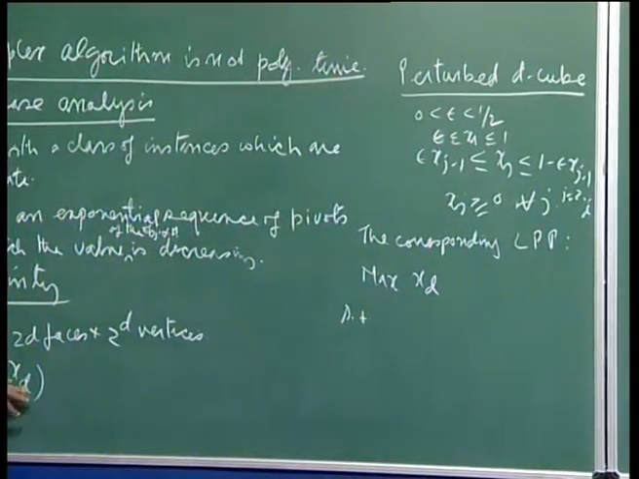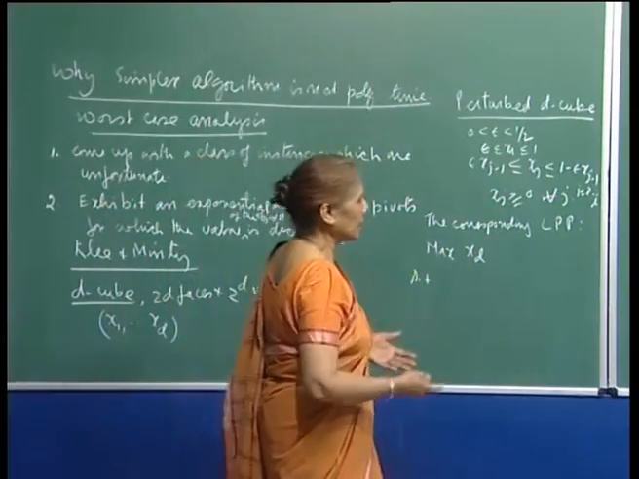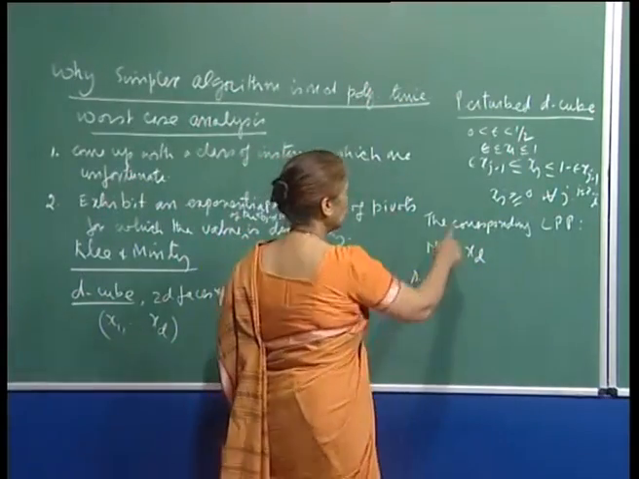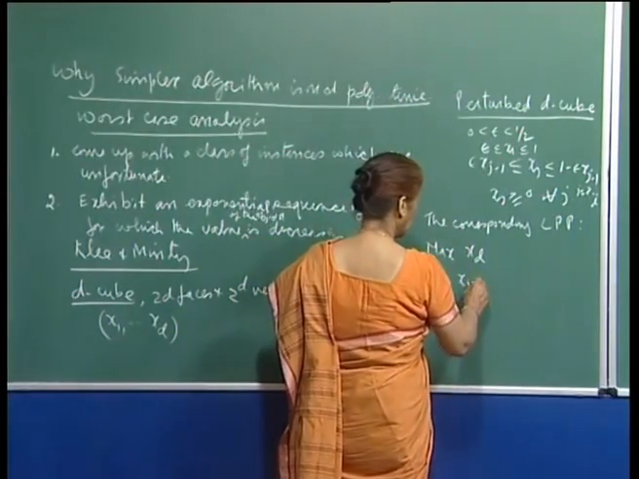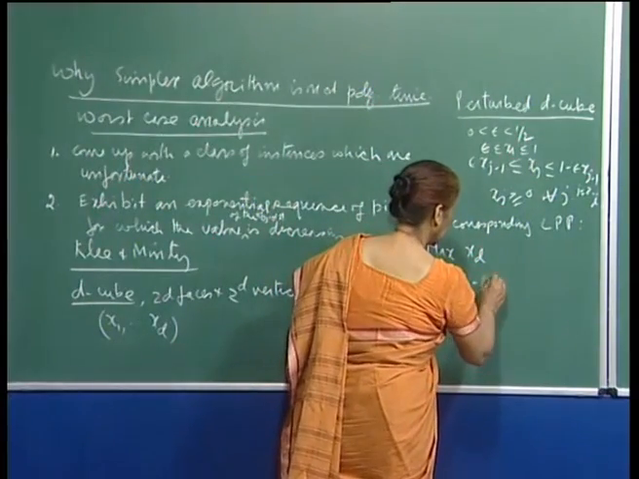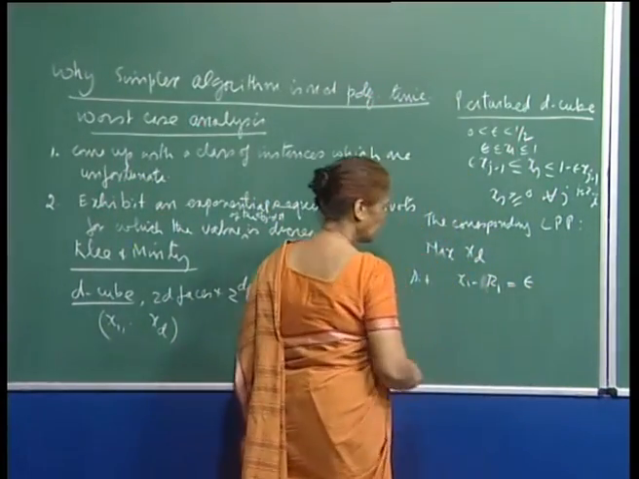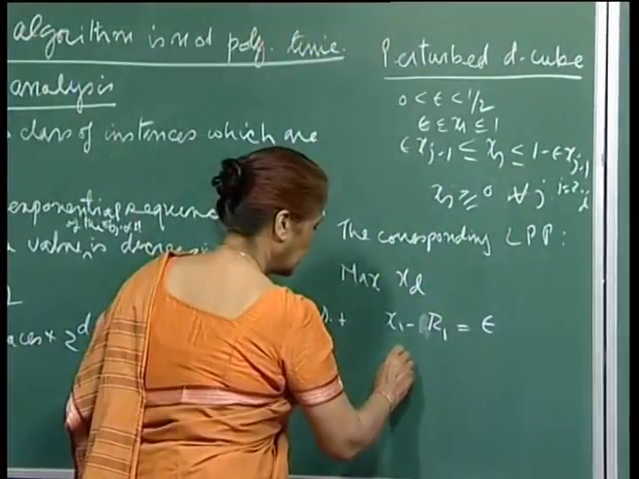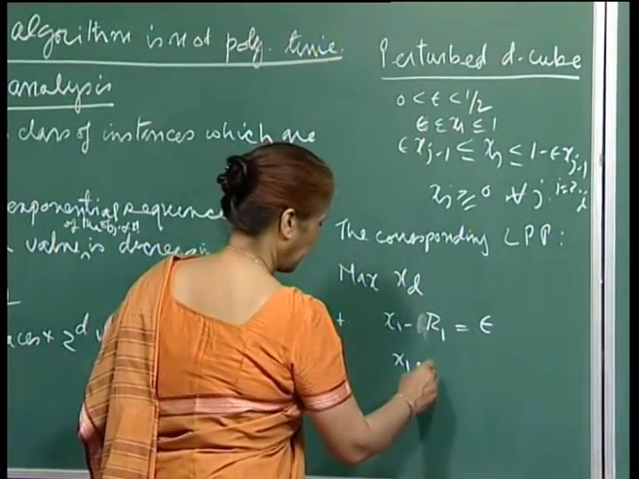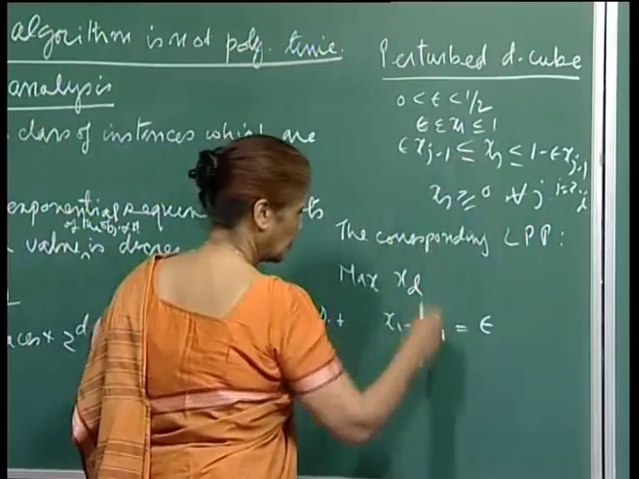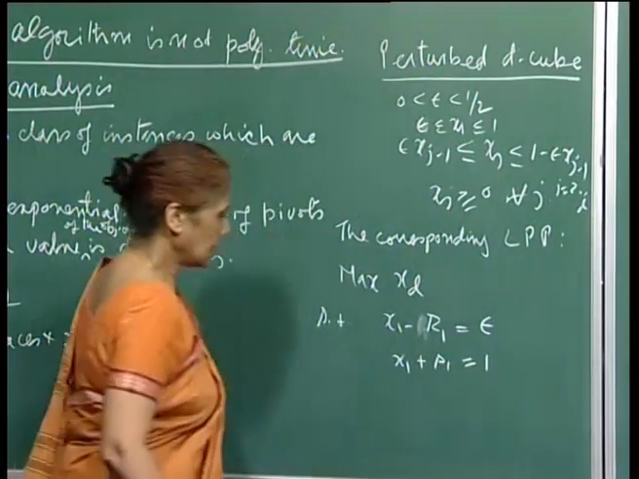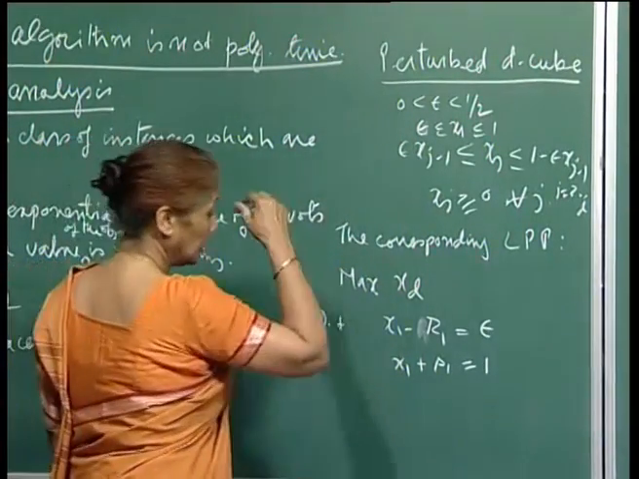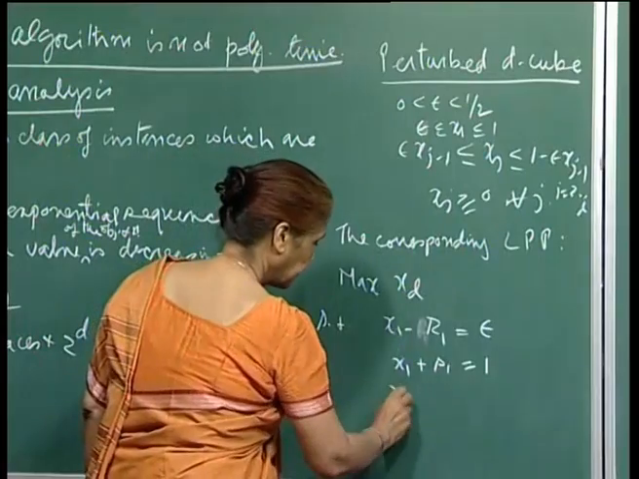For the original d-cube you have x_j between 0 and 1. Here it will be epsilon less than or equal to x_1, so the first constraint will be x_1 minus r_1 equal to epsilon. So I reduce this polytope to the standard form, and then x_1 plus s_1 is equal to 1, because it is less than or equal to 1. This is the set of constraints corresponding to x_1.